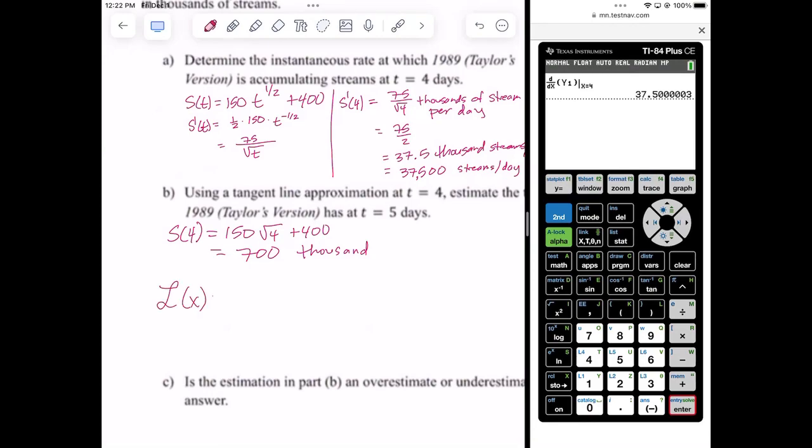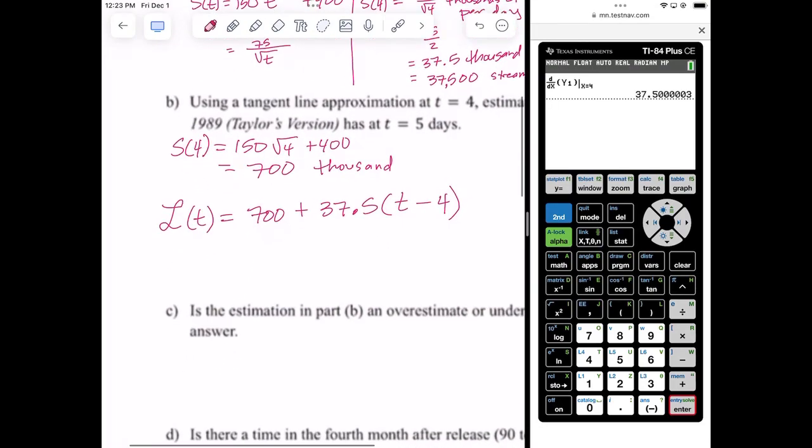So L of x is equal to the y value of 700 plus the slope, which we found was 37.5, times x minus the x value, which is what? 4. Okay. Now, in the vicinity of the point of tangency, the tangent line is a good approximation of the function. So we can use it by either plugging in to find an approximation for s of t, or we can even set it equal to what we want s of t to be and find an approximate time for it. I should probably change x to t. Since we're talking about time and days, we'll just change our independent variable to t. It wouldn't matter if it was in terms of x.